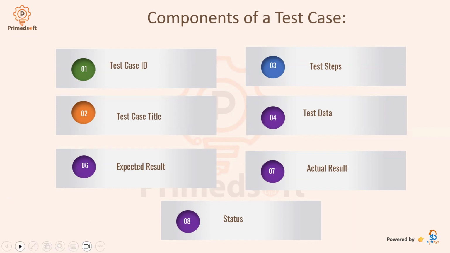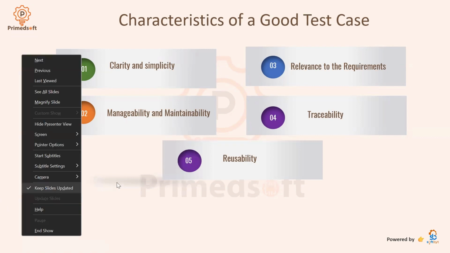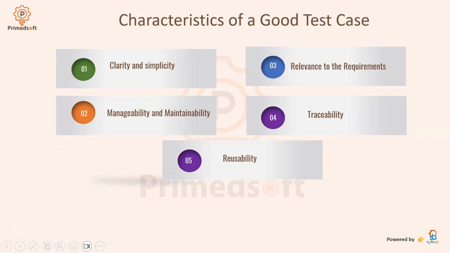Okay, so the next one we'll have is characteristics of a good test case. A good test case possesses several key characteristics that contribute to the effectiveness of the software testing process. Here below I've listed five essential characteristics of a good test case, which include clarity and simplicity.